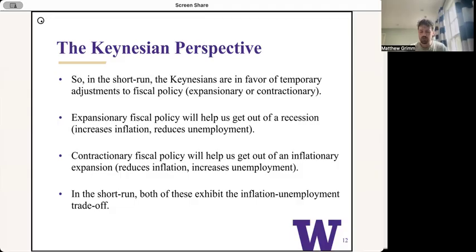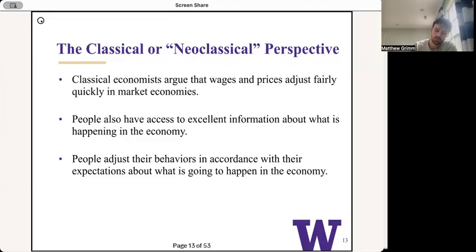So the Keynesian perspective, again, they're in favor of temporary adjustments to fiscal policy, whether that be expansionary or contractionary. Expansionary is going to be used to get us out of a recession. Contractionary will help us get out of an inflationary expansion. Remember, inflation that's high is not good for an economy. In the short run, both of these exhibit the inflation unemployment trade-off, right? So that's Keynesian.